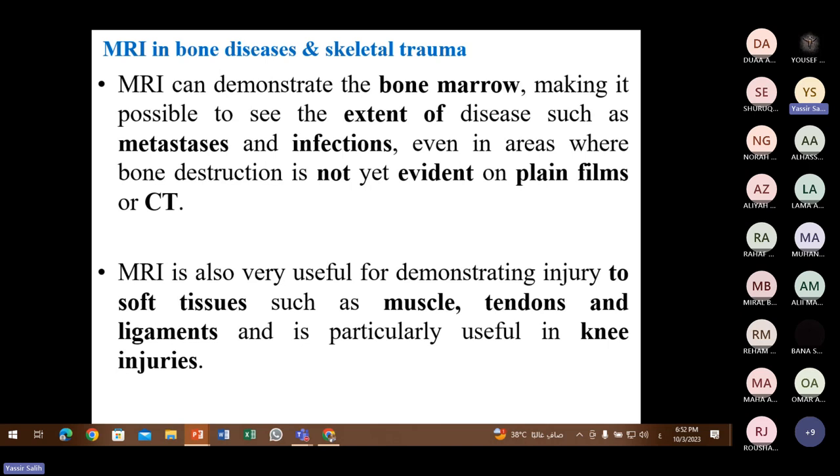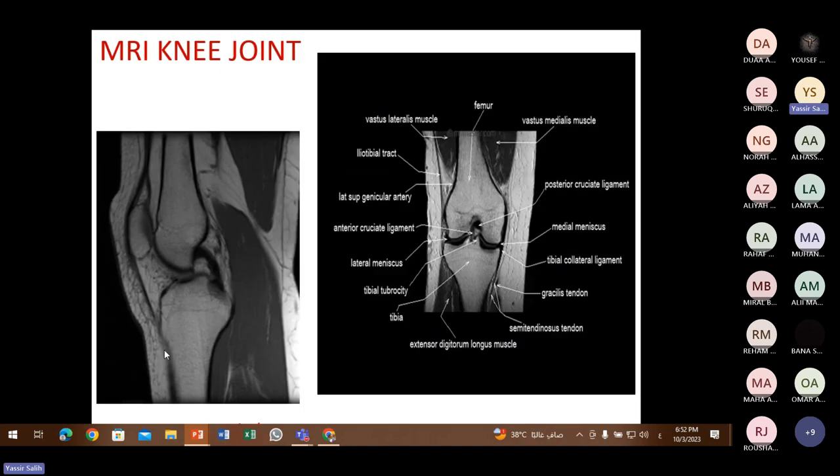الآن نتكلم عن MRI. عن ضرورة MRI in MSK. MRI in bone disease and skeletal trauma. MRI can demonstrate the bone marrow. عندنا MRI. This is a bone marrow. Bone marrow can be well demonstrated by the MRI. لكن ال flag ده cortex. Cortex بيكون flag. لكن الظاهر لنا ده كله bone marrow.